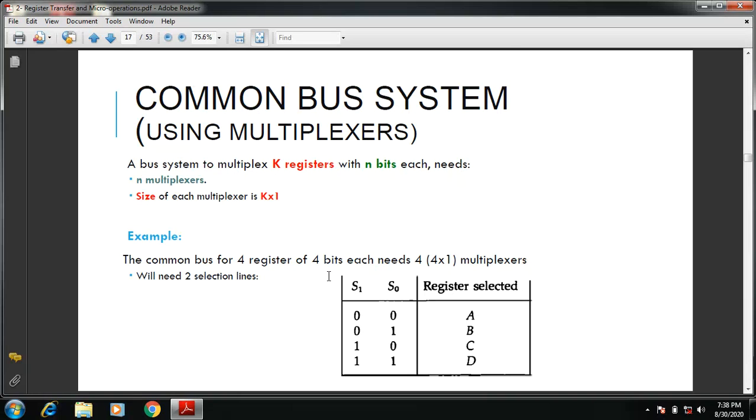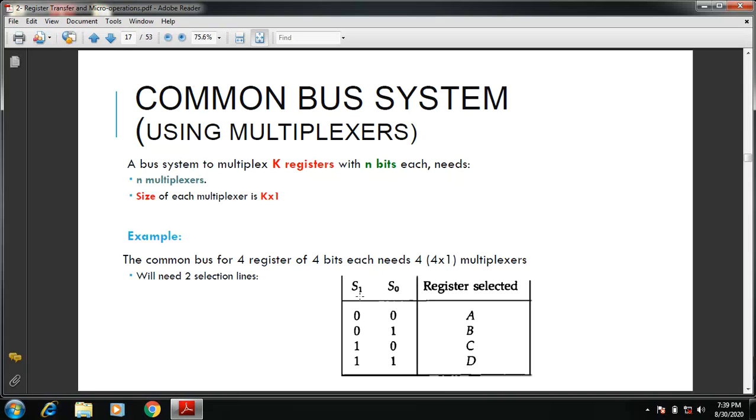A 16 into 1 multiplexer gives you four selection lines. Likewise, as you change the number of multiplexer inputs, the selection lines also increment. In the common bus system, we have four registers, each 4 bits, so we need a 4 into 1 multiplexer: four inputs, one output.